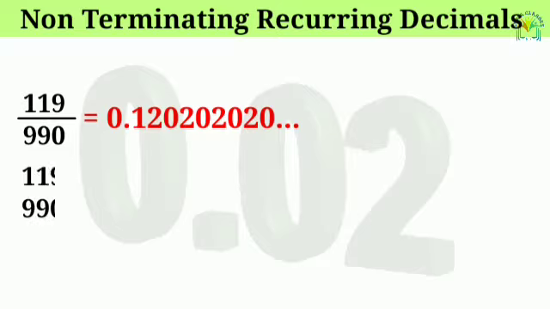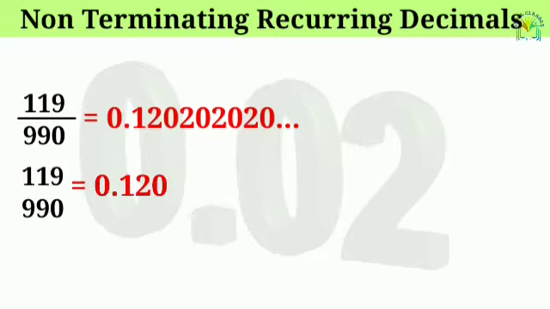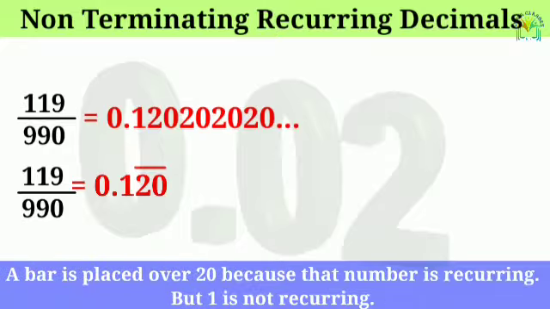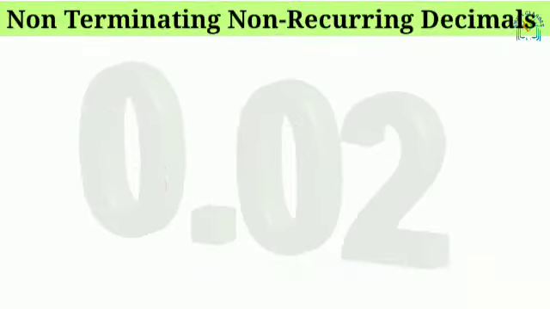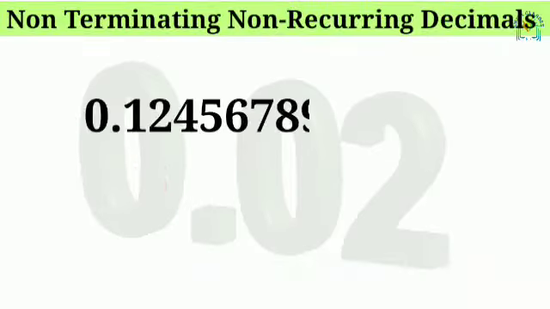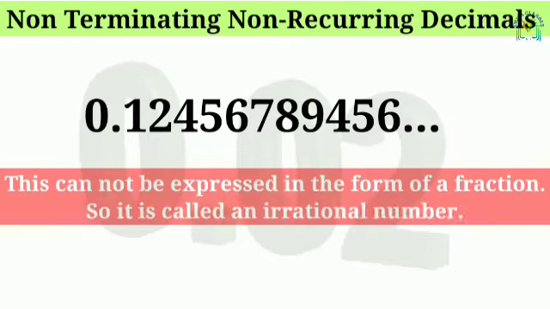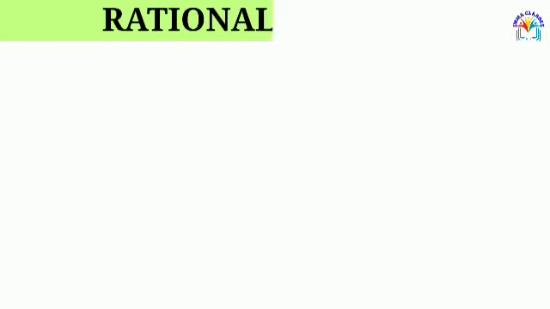In some recurring decimals, some numbers are not repeated and some numbers are repeated. The bar is placed only over the set of recurring numbers. If the fractional part of a decimal number is infinite and non-recurring, then it is a non-recurring decimal. Such decimals cannot be converted into fractions.